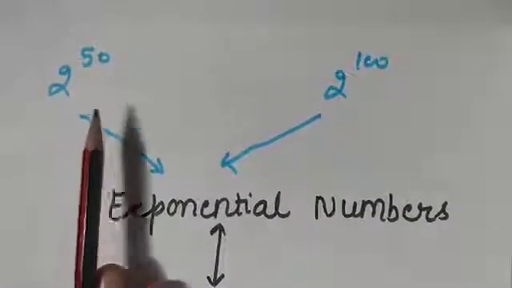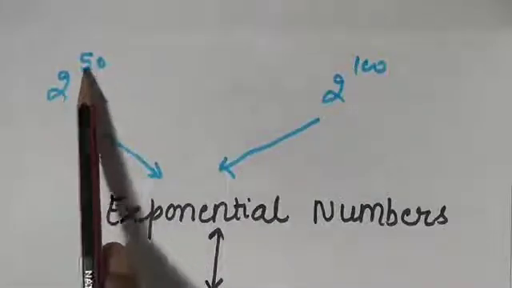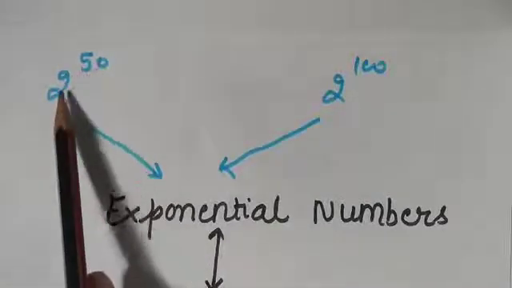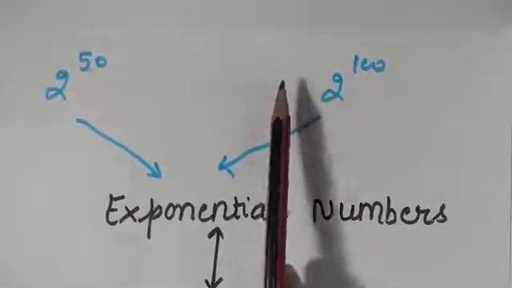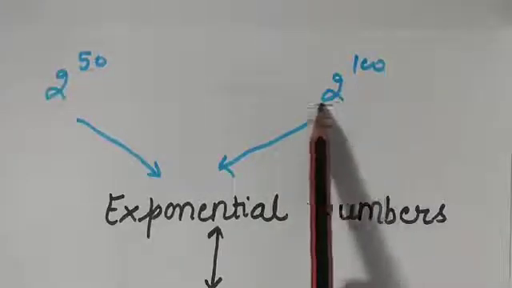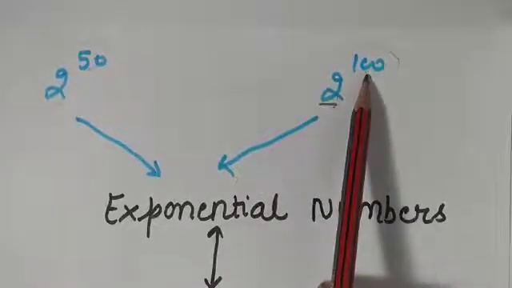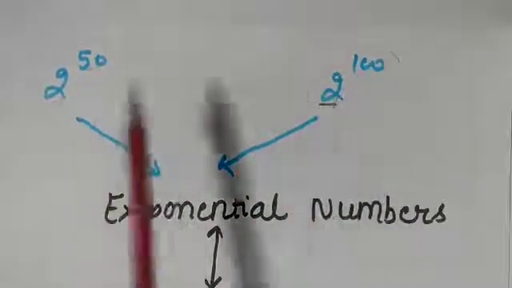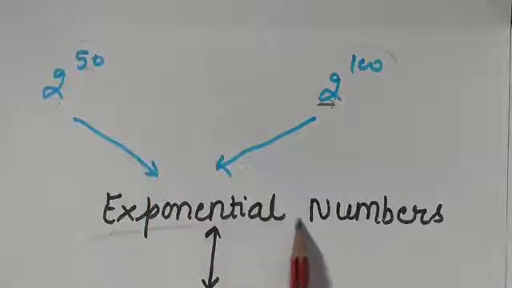So multiplying 2 to itself 50 times can be written like this. 2 and 50 must be written in the superscript of 2. Same for this, multiplying 2 to itself 100 times can be written as 2, and 100 must be in superscript of 2. And these numbers are known as exponential numbers.